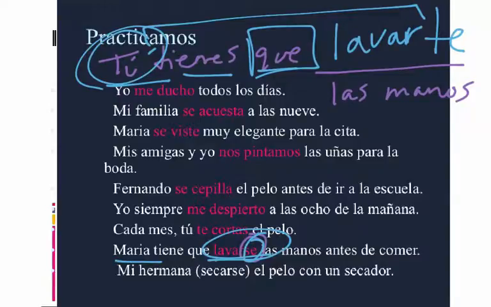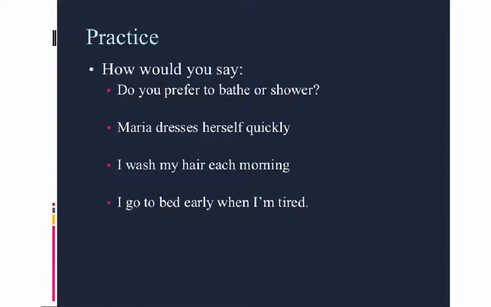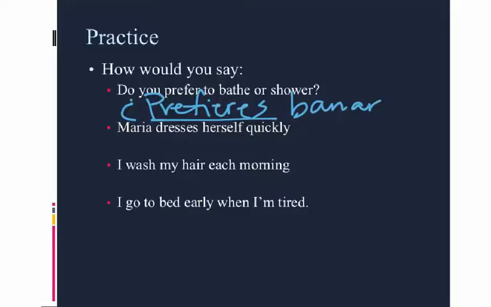All right. Mi hermana blank el pelo con un secador. So my sister se seca el pelo con un secador. All right. How would you say, do you prefer to bathe or shower? So don't forget when I have a question, I'm going to start with my question mark upside down, and then the question is prefieres. Now that's a conjugated verb, right? So bathe would be bañarse, but since I'm talking to the tú person, it's going to be bañarte o ducharte.